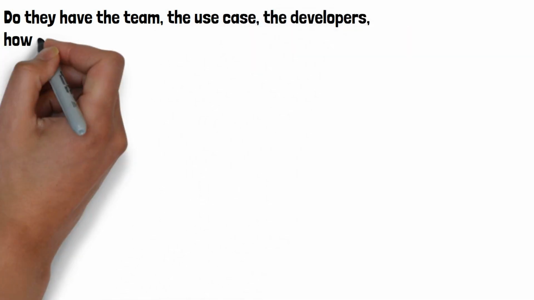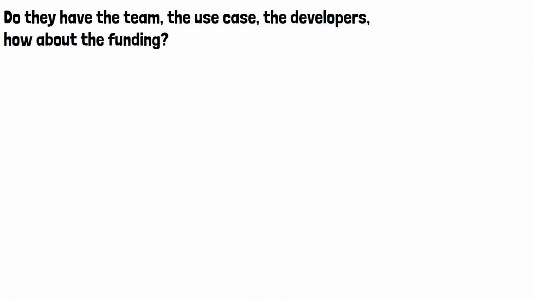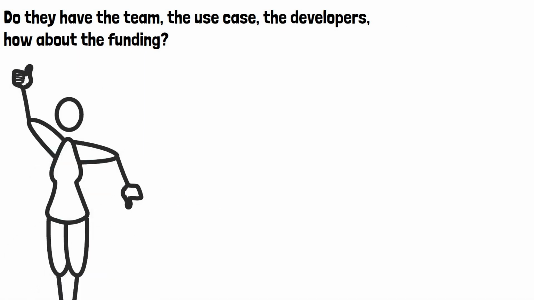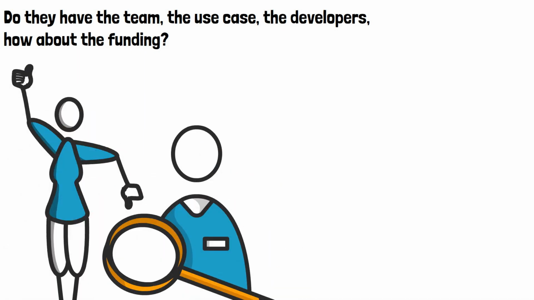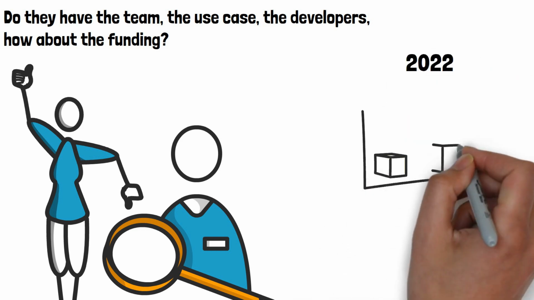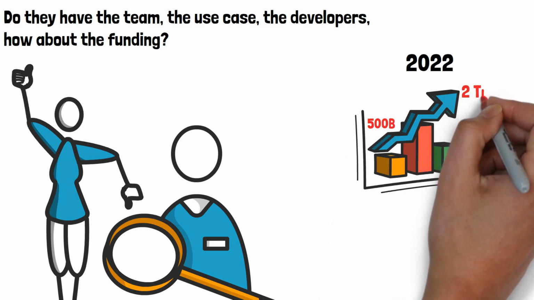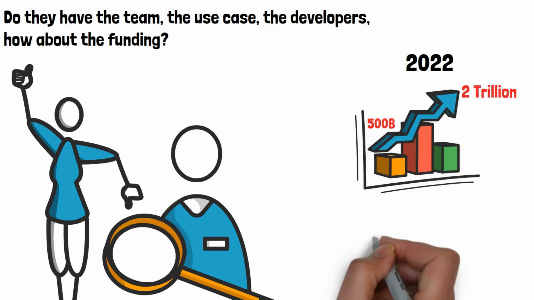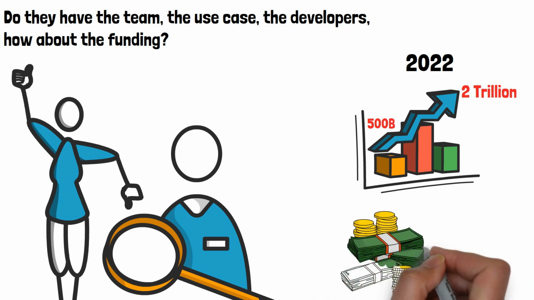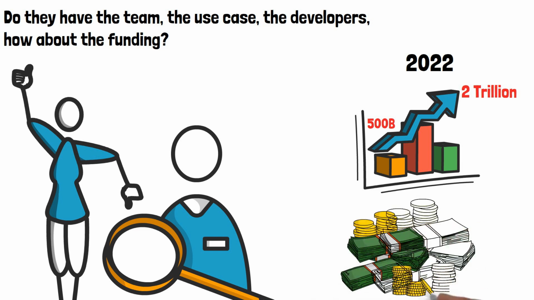Do they have the team, the use case, the developers? How about the funding? That is up to you to decide and do your own research on. Let's just take a look at the crypto and economy as a whole at the moment. In 2022, the crypto market's market cap has been settling between $500 billion and $2 trillion for the last 3 years. Now, how would it be impacted if money from other markets joined the party? Money that is currently being shut out of the market due to lack of regulation.